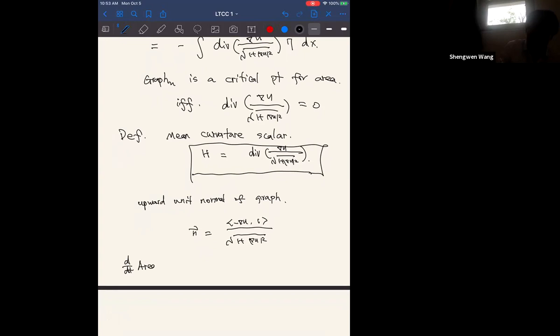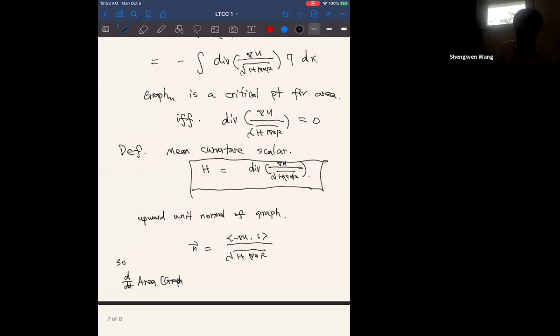May I ask a question? Yes. What you wrote down in this inner product, you wrote minus grad U and then comma something. Is it a dot or is it a comma? Which line are you talking about? About your formula of the upward unit normal. Oh, yes. That's a vector, a row vector. So this is a vector in R^(n+1). Grad U is a vector in R^n, and there's a 1 in the n plus 1 direction. Okay. Thank you.